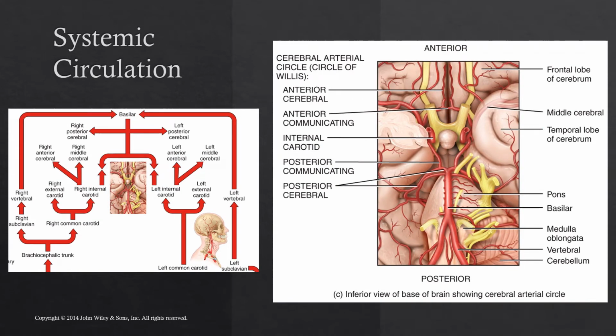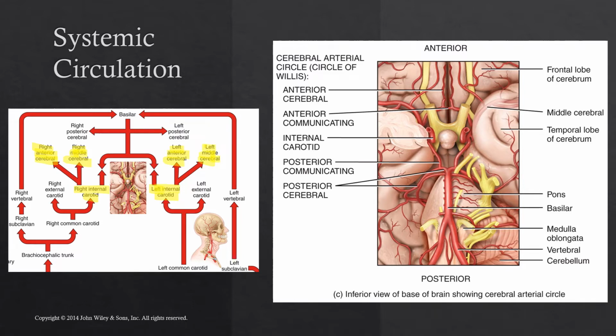So on the left here is part of that schematic that we saw before with the different trunks coming out of the arch of the aorta. And here you can see the right internal carotid artery branches off into the right anterior cerebral artery and the right middle cerebral artery. And the same thing kind of happens with that left internal carotid artery that will branch off into the left anterior cerebral artery and left middle cerebral artery.